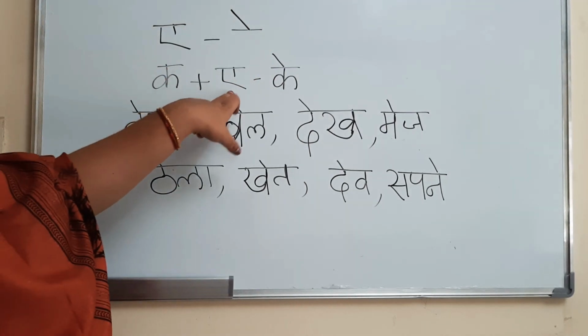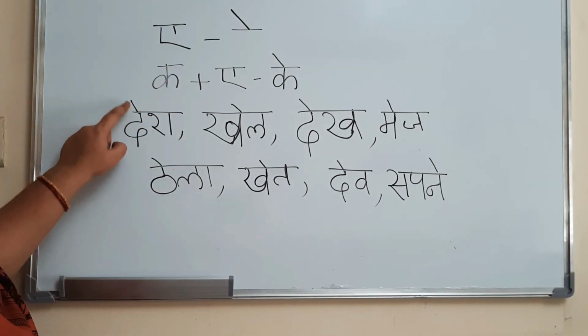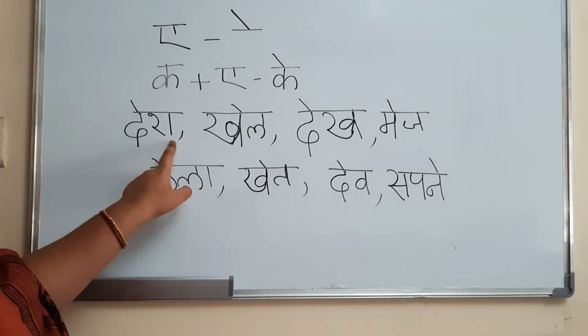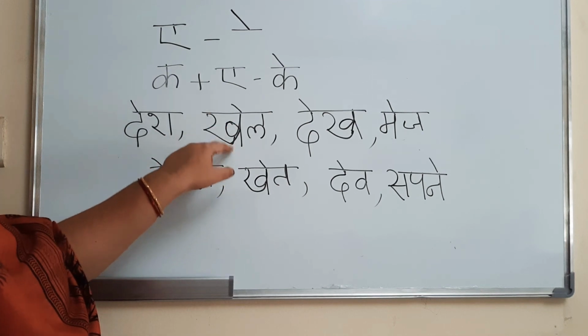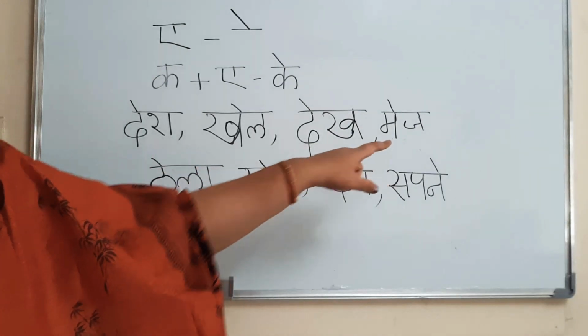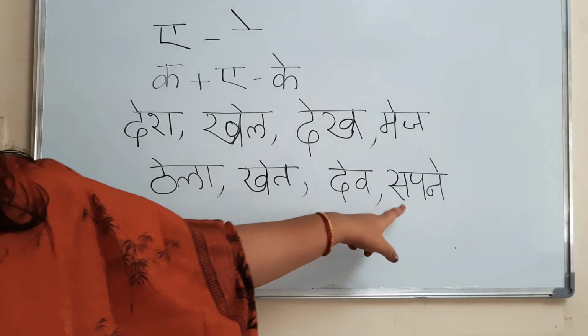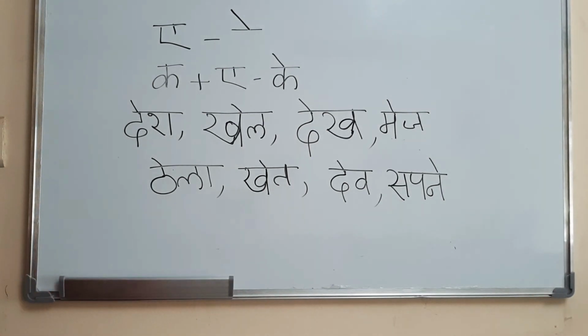So whatever the letter, above that you want to put the slanting line. Desh, dekh, mez, thela, khet, dev, sape. Okay. So this is e ki matra. In the next video we can see ai, o, au, ang, aha. Everyone's matra we can check. Okay.